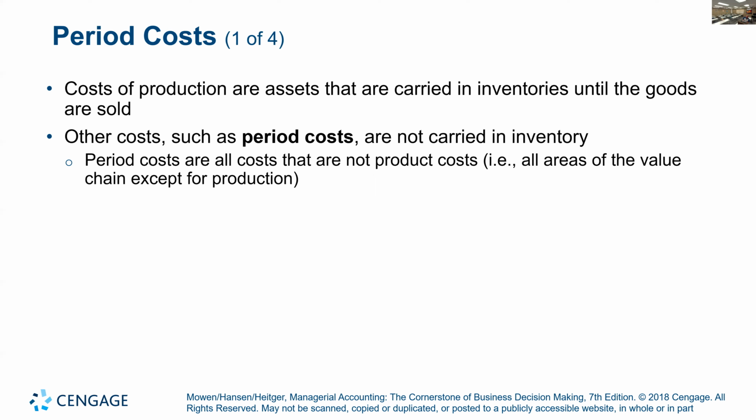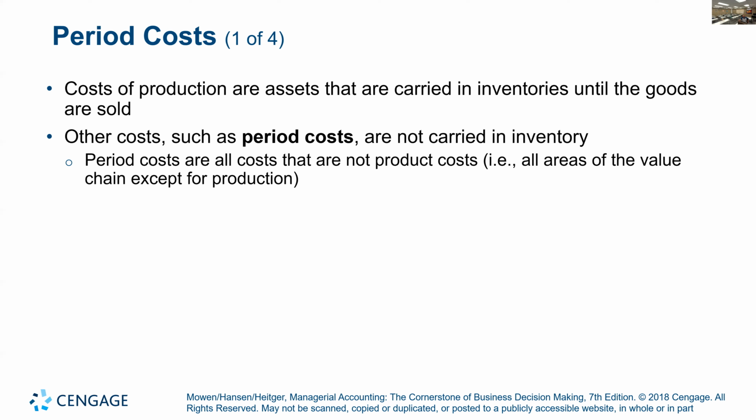We have the factory in one town, and in another town we have our office where all our accountants sit, and the CEO and all the marketing. Maybe that's where our store is too, and we're selling the furniture out of that store. All the costs associated with that store, the selling and the administrative expenses that go into running the business that don't actually have anything to do with making the product, those are called period costs.